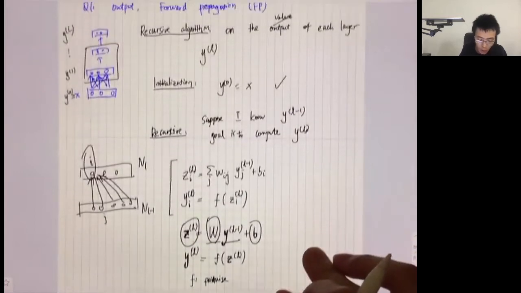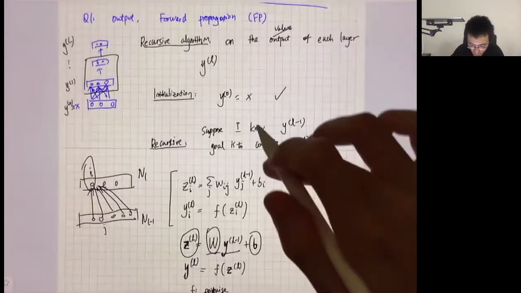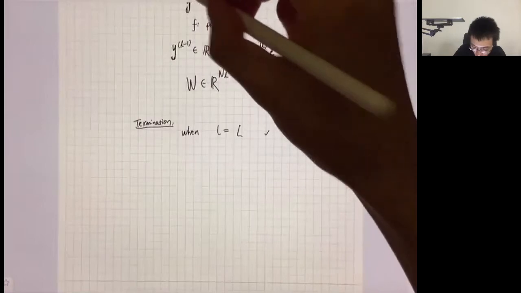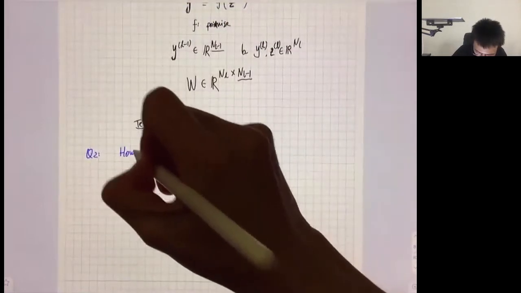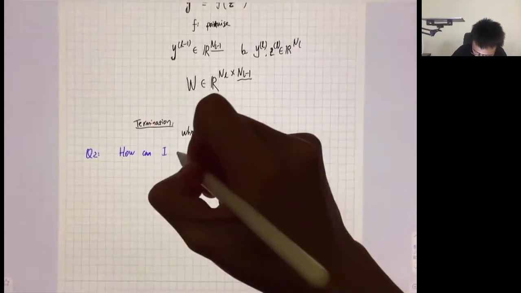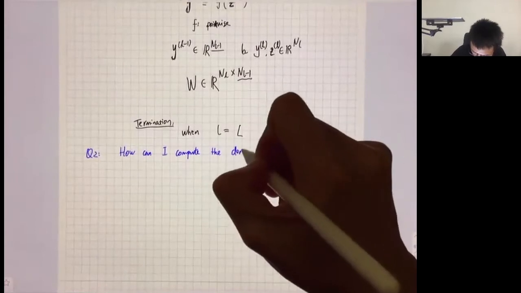In this way, you can compute the values for each layer one by one, starting from the lowest layer. And when you compute the value for the output layer, then you are done. And the second question is, how can I compute the derivative?